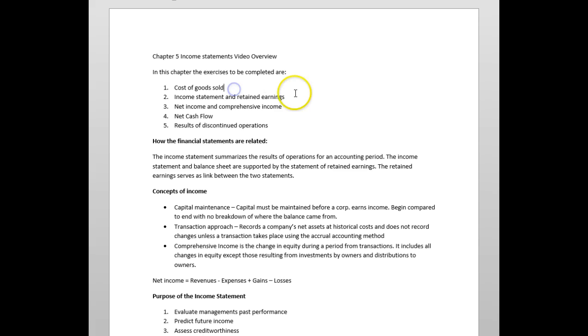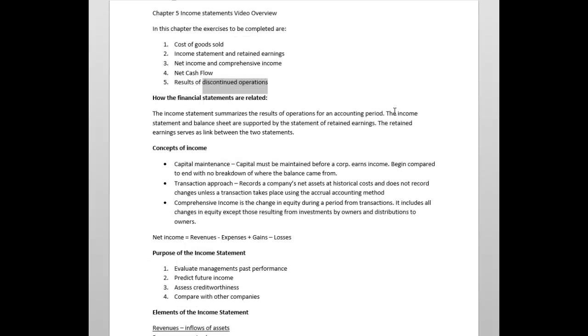We will explore all of these components in the exercises that I went through up here. A cost of goods sold, income statement, retained earnings. We're going to do a multi-step and a single step. We're going to look at net income and comprehensive income. That cash flow statement is going to be fun. The discontinued operations I will probably walk through with you. They can be kind of complex, but I think the one I have up will be challenging, so we'll see how we handle that.